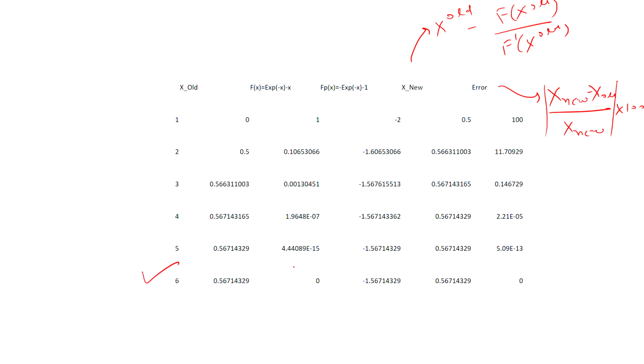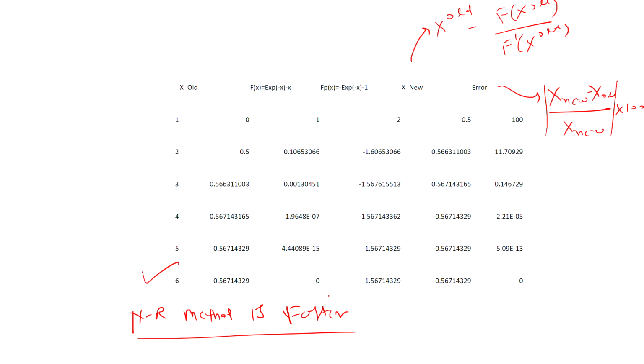If you remember, for the same example we could not reach the true root by the 10th iteration by fixed point iteration method, but here in the 6th iteration only we have achieved the true root. That means Newton Raphson method is faster. Newton Raphson method is faster as compared to other methods which we already talked about.